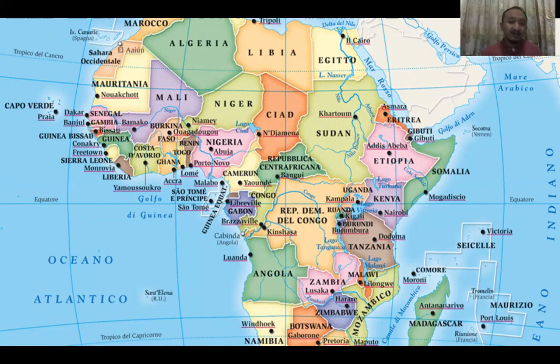So if we are talking about sub-Saharan African countries geopolitically, you must note that their borders were shaped by the colonial powers based on agreements between colonial powers.